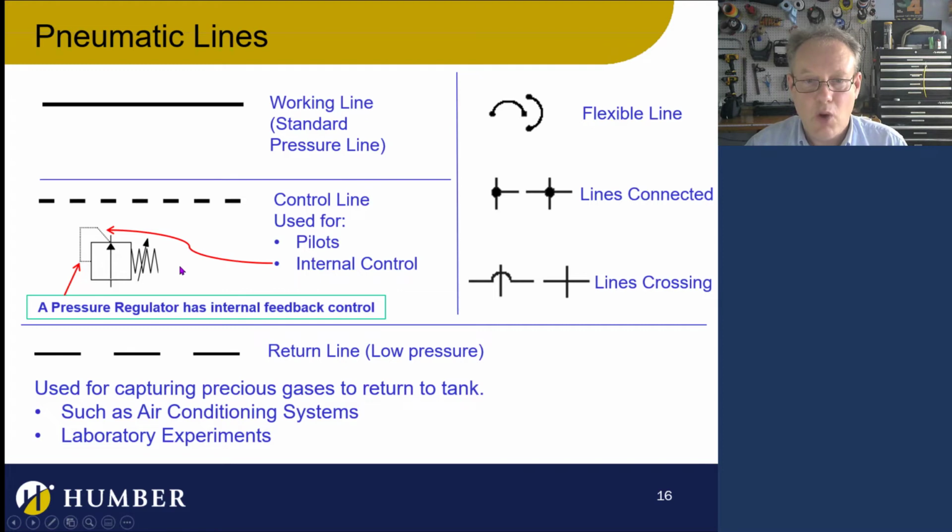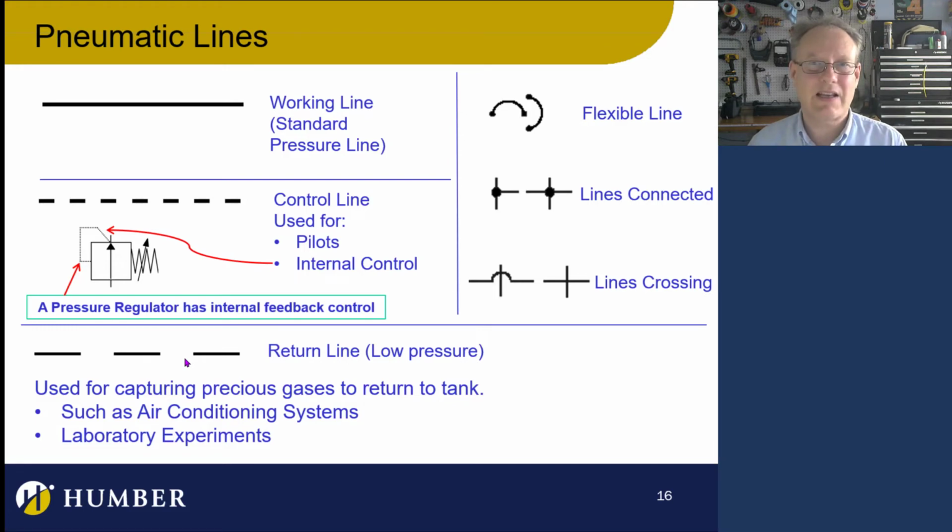Now, also, when we see a dotted line like this, that means that there's some kind of internal feedback going on. Now, I just want to talk about one more type of line before we go, and this is a long dashed line, and you'll see these very rarely, but they're for low pressure return lines.